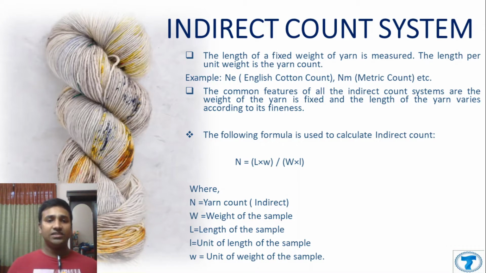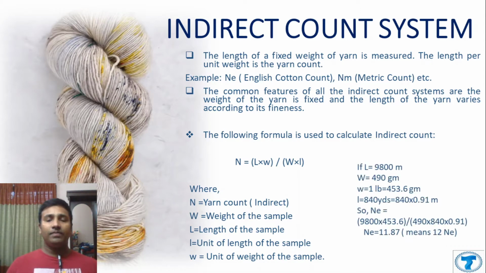Basically, small l and small w are fixed for different indirect count systems. For the NE it is fixed, for the metric count it is also fixed, and for all the count systems under the indirect count system, this small l and small w are fixed.